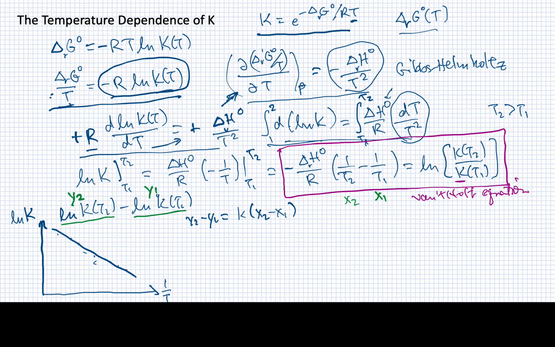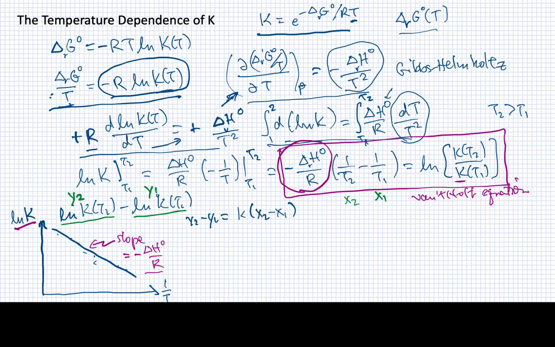And in fact, the slope of this line is going to be given by this. That's the slope. So in fact, this gives us an interesting way to measure the heat of a reaction. By simply measuring the equilibrium constant at several different temperatures and plotting the equilibrium constant versus 1 over temperature, we can get a line, and its slope is something that tells us what the delta H is.